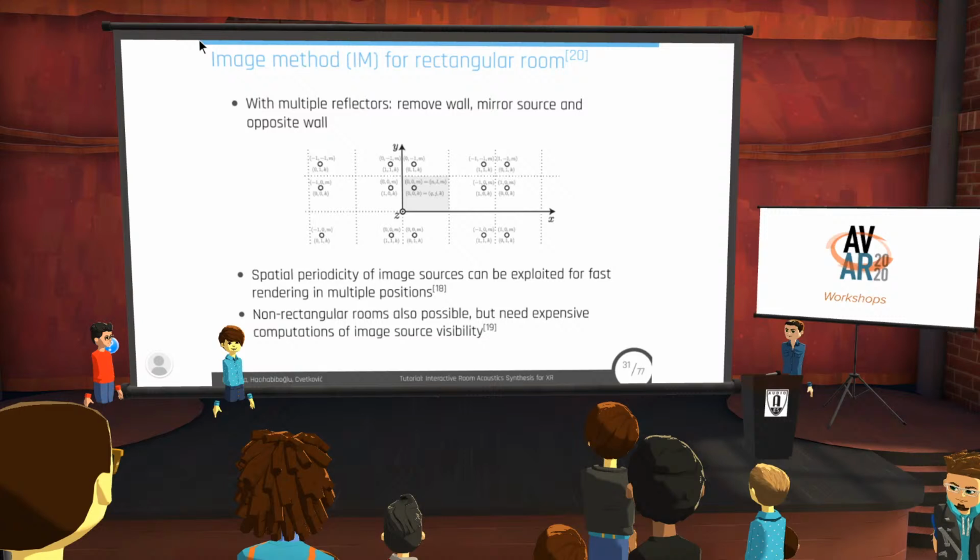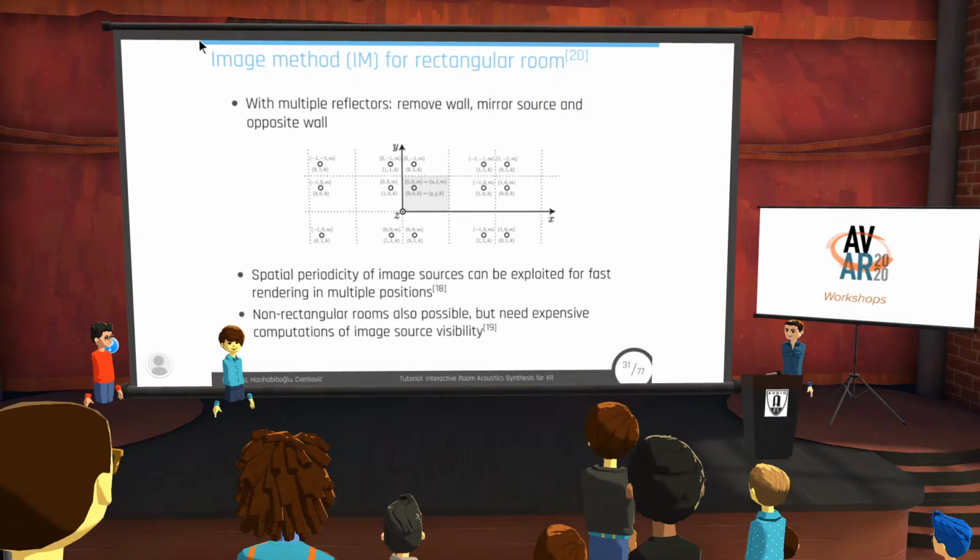Some work by TU Delft in reference number 18 has actually exploited also something you can perhaps notice in this figure, which is the fact that these clusters of 4 images are periodic. And this can be used to obtain very fast rendering in multiple positions in a room.